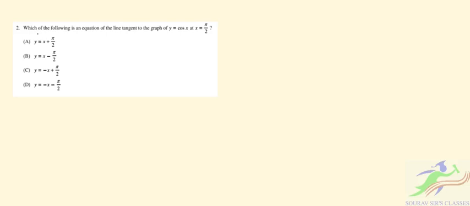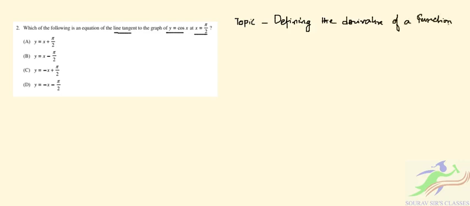Question number 2 says: which of the following is an equation of the line tangent to the graph of y equal to cos x at x equal to pi by 2? First, the topic. The name of this topic is defining the derivative of a function and using derivative notation. So this is the topic.